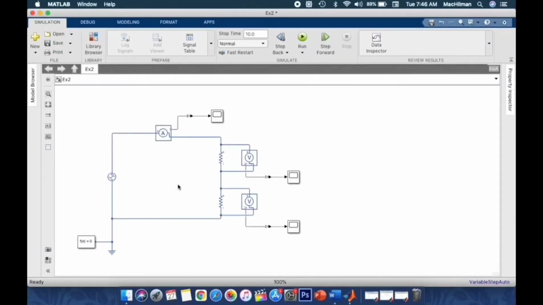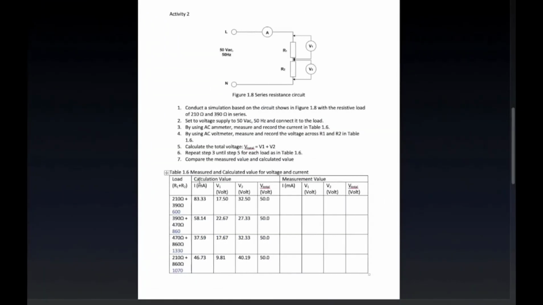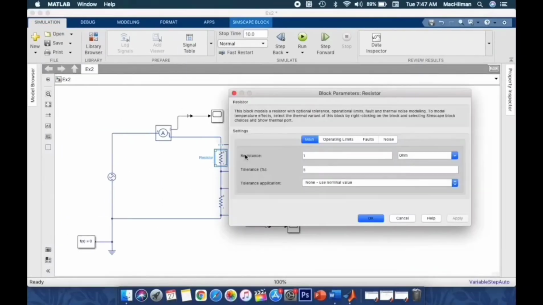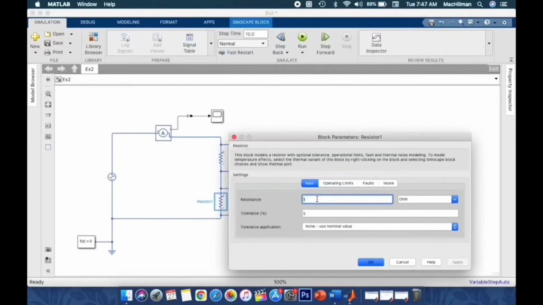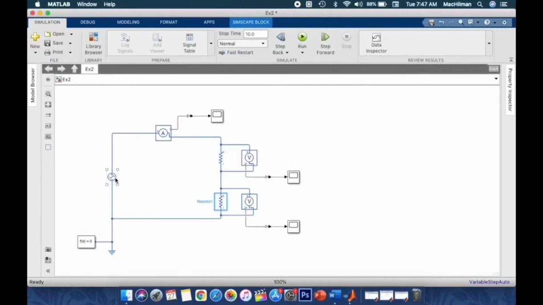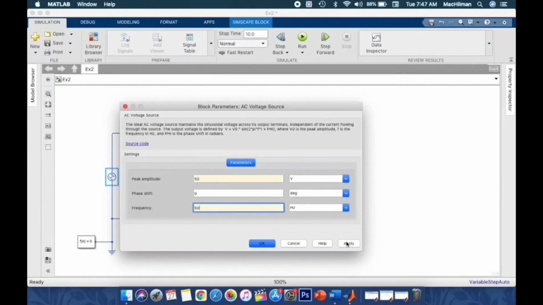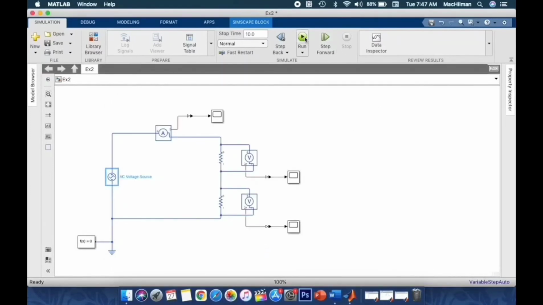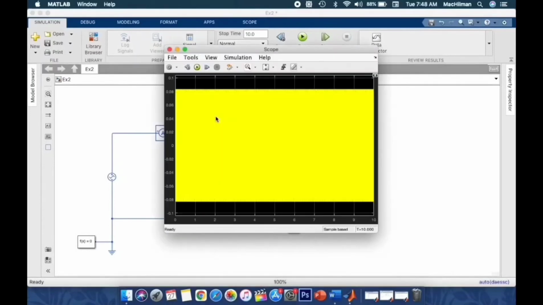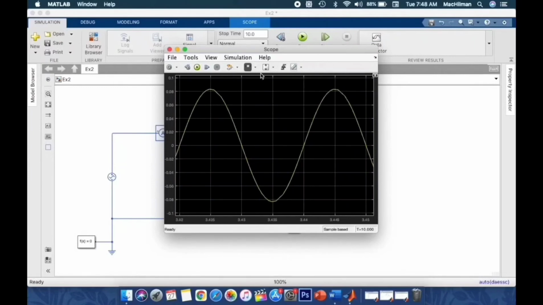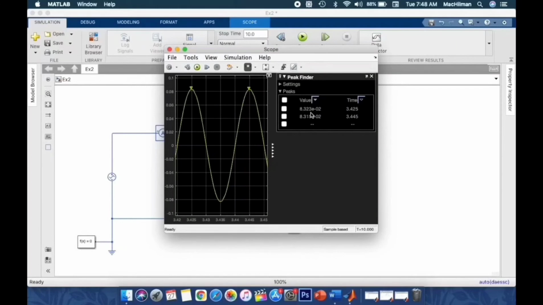Here is our circuit. Now let's start with 210 and 390. Run. Okay, done. Now let's measure our current first. Now let's see the peak of the wave. And we get 83.23 milliamperes.